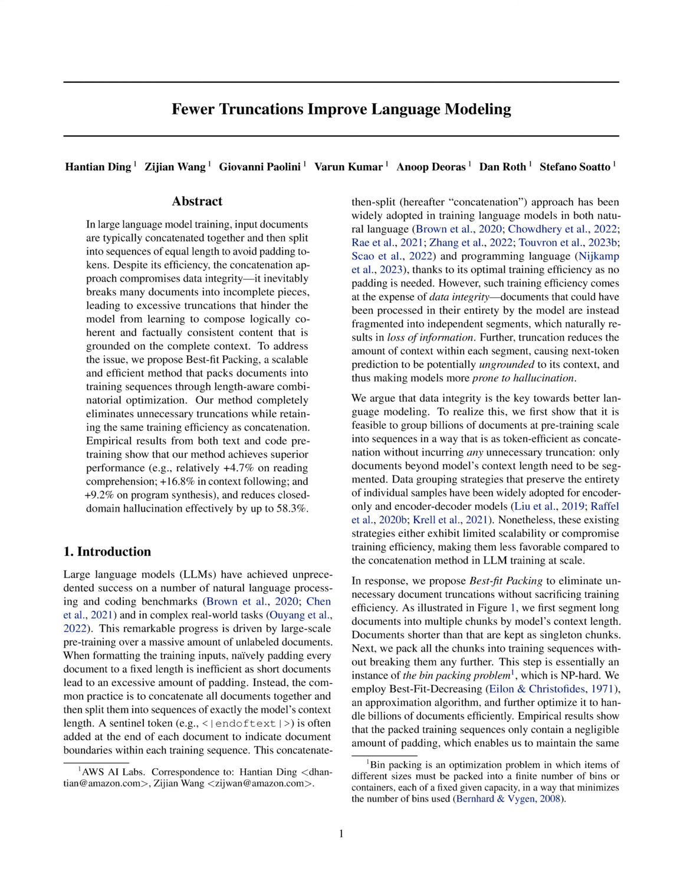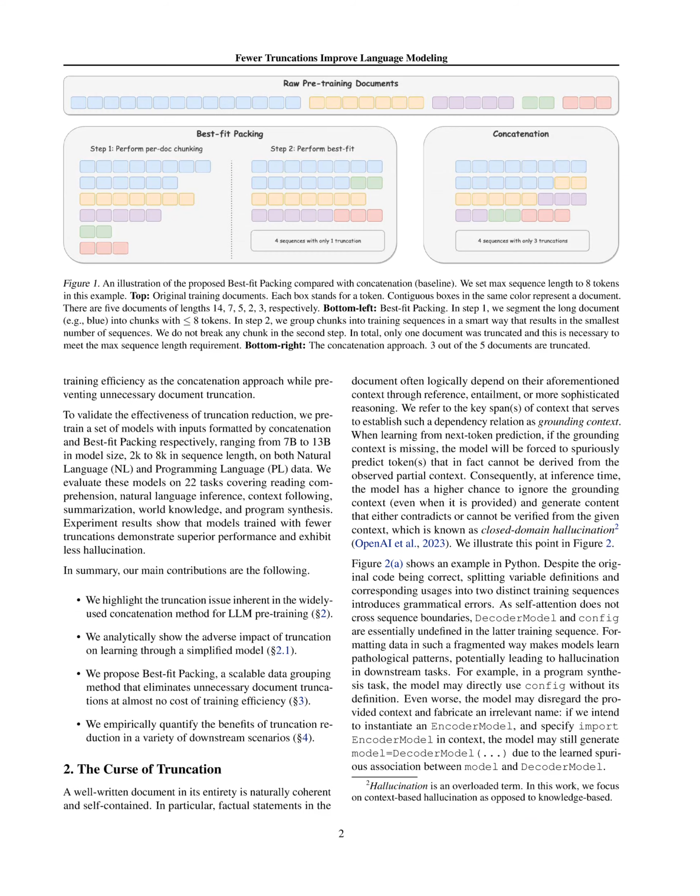This method effectively addresses the issue of data integrity by minimizing unnecessary truncation, which can lead to ungrounded next token prediction and increased model hallucination. Additionally, best fit packing optimizes the grouping of training data into sequences, maintaining training efficiency comparable to concatenation while significantly reducing the amount of padding tokens used. The method also enhances context awareness in models, leading to improved performance in various downstream tasks such as reading comprehension, natural language inference, context following, summarization, world knowledge, and program synthesis.